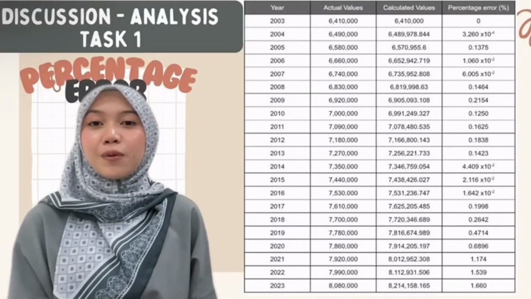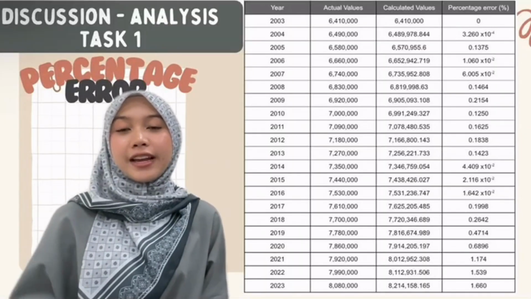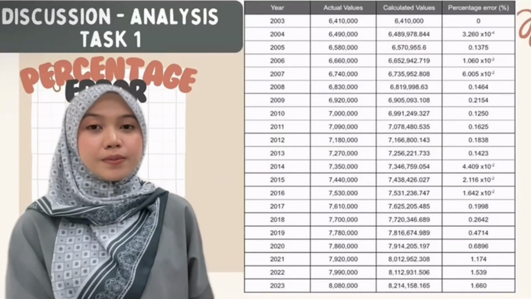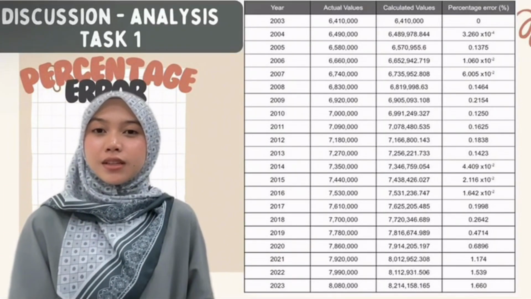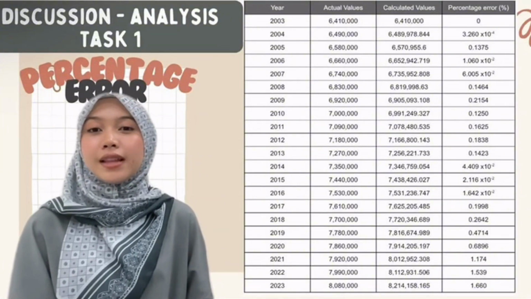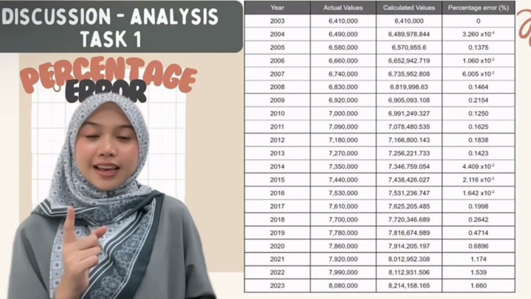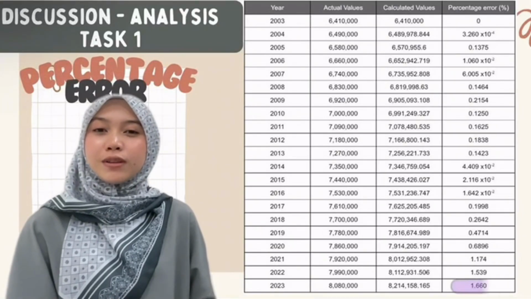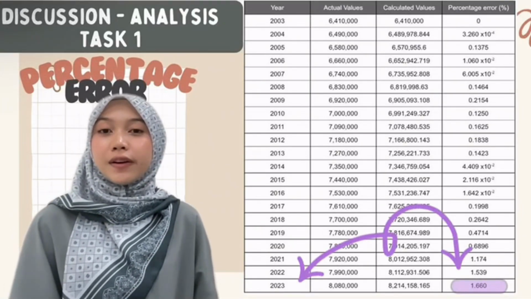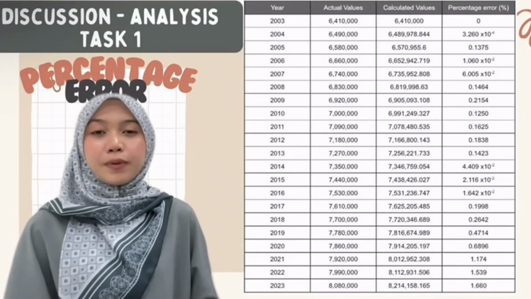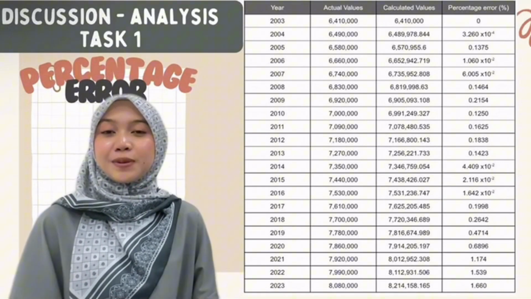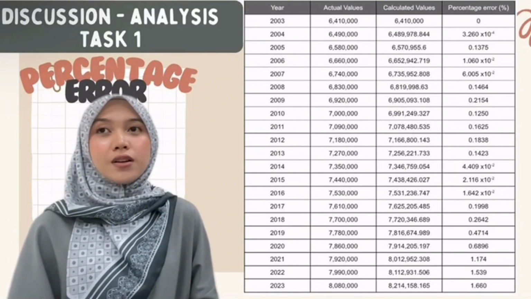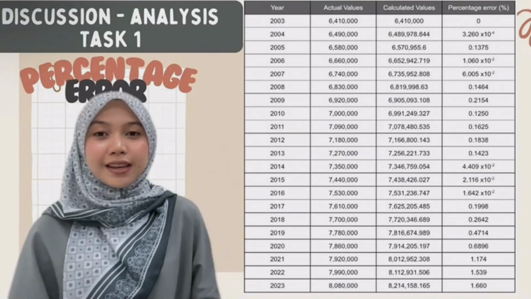Next, to measure how accurate our model is, we take a look at the percentage error for each year. As shown here, our percentage error obtained was very small, often less than 0.5%. The highest error was only around 1.66% in 2023, which is very acceptable for long-term prediction. Even better, our average percentage error was only around 0.363%.